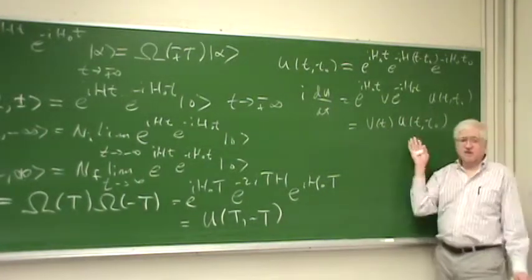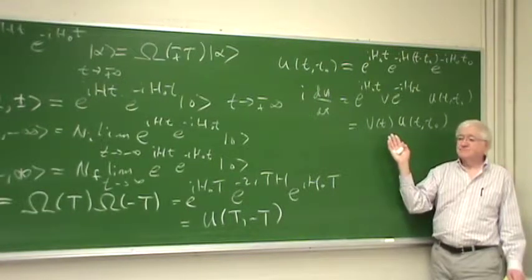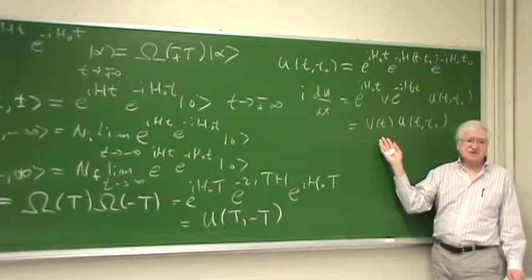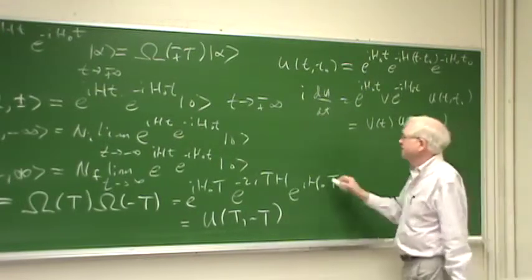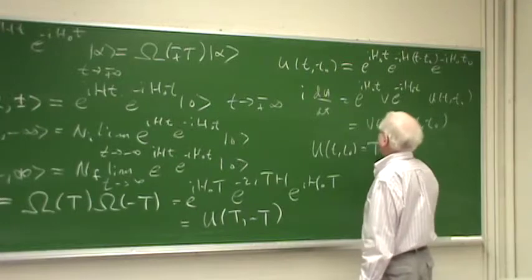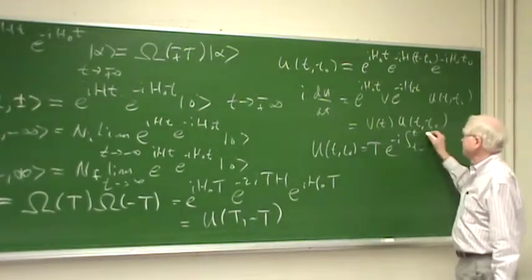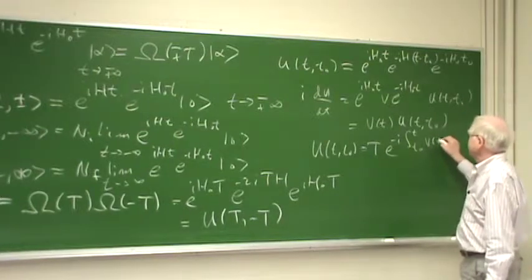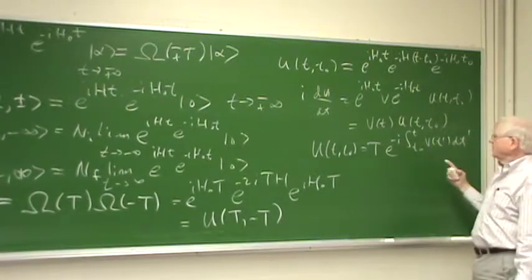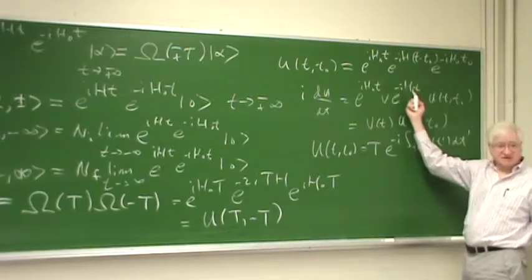And now this is an equation that has a natural solution in terms of time ordering. In other words, U of t and t0 is the time ordered product of e to the minus i integral from t0 to t of V of t prime dt prime, where V of t prime is this with a prime on the t's.